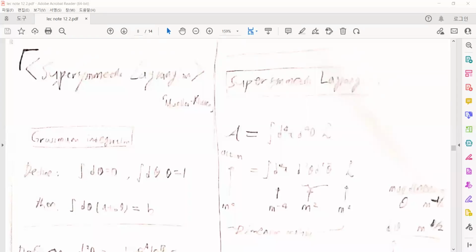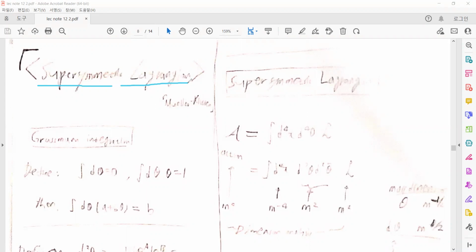I want to talk about some supersymmetric Lagrangians. In the previous lectures we already discussed the superfield. There are two types of superfield: one is the chiral superfield, and the other one is the vector superfield. And we can construct the supersymmetric Lagrangians from both superfields.